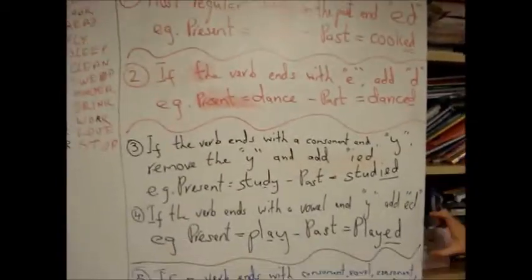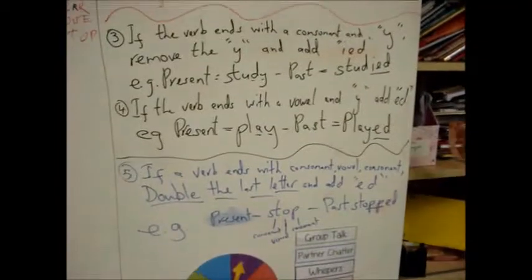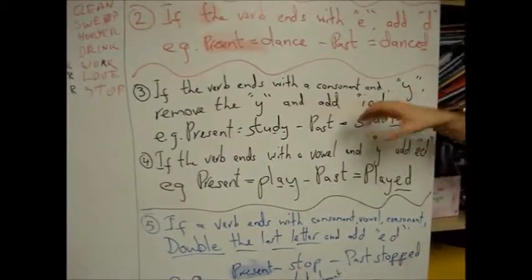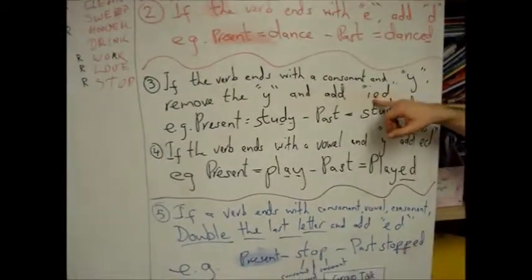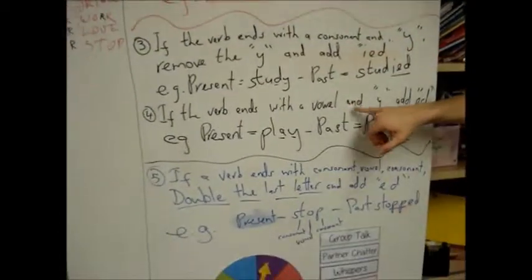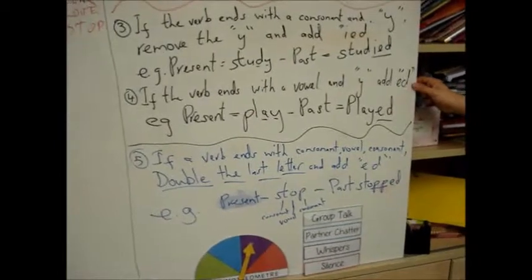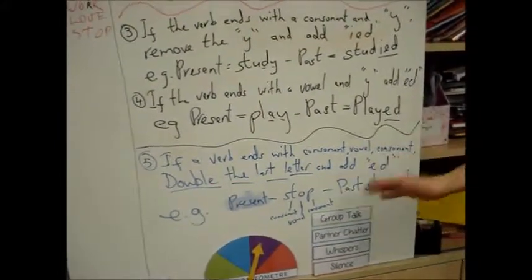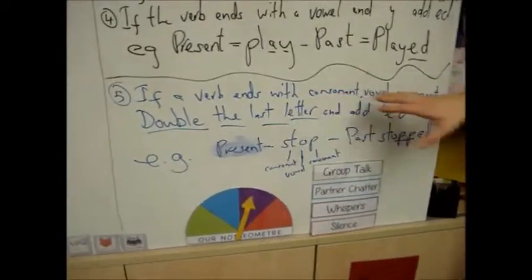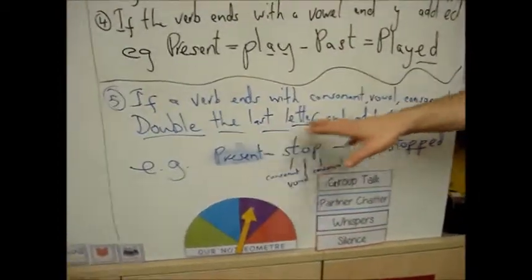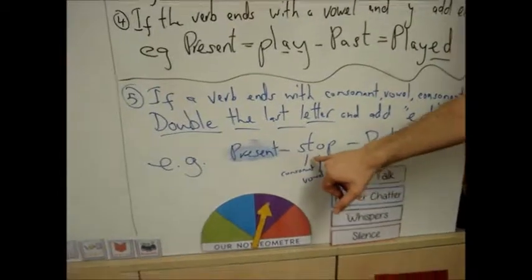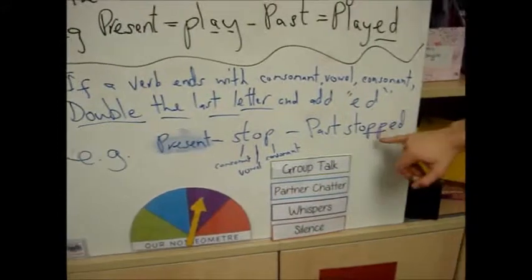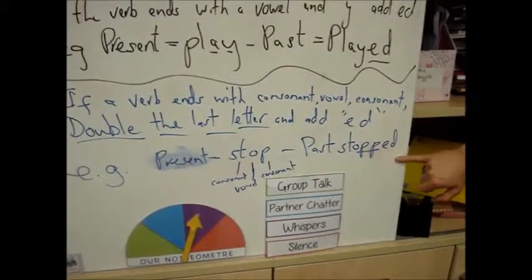But here are some extra rules for you to learn about the y. If it ends in a consonant and a y, you have to take away the y and add ied. If it ends with a vowel and y, you just add ed. And of course the other rule about doubling. If it ends with consonant, vowel, consonant, you have to double the last letter and add ed. Here was a good example. Stop ends in a consonant, vowel, consonant, and we had to double the letter before we added ed.